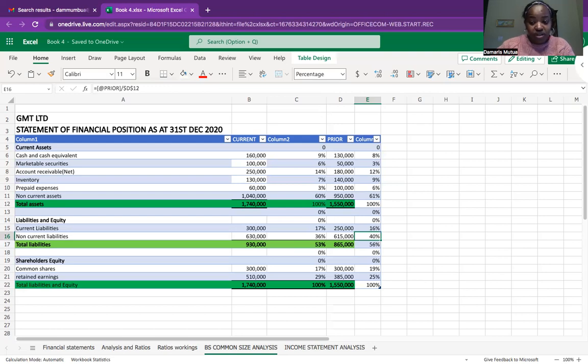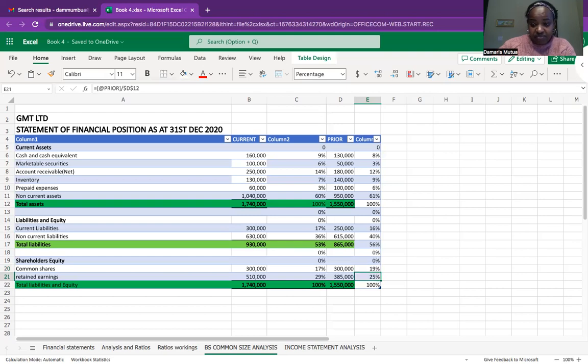Which in turn is going to reduce our financial leverage. We're going to be paying less interest. So it's good for the organization. Our shareholders' equity, this was 19% of the shares. When you look at the numbers, they've not changed, but the percentage has grown. Other assets have grown, but the common shares equity remained the same.